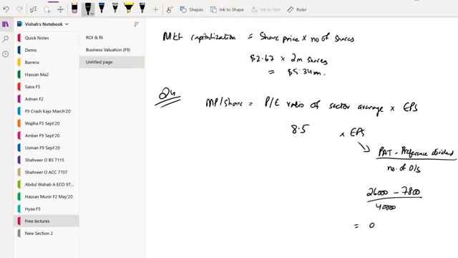This would give us an EPS of 0.455, and then all we need to do is multiply, and this would give us a market price per share of 3.8675.